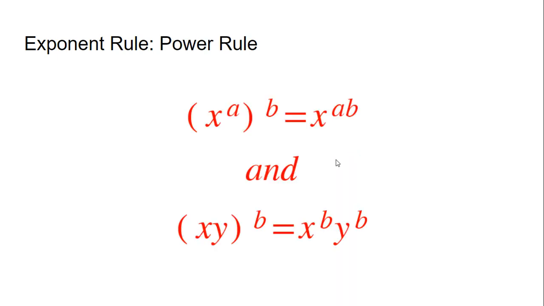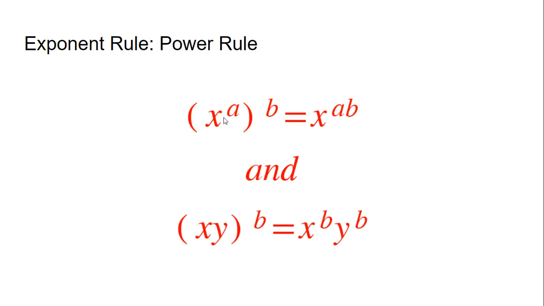All right, and let's dive right into our exponent rules. The product rule states that if I have two expressions with the same base and I multiply them, that's going to be equal to an expression with that base to the a plus b power. So if I have x to the a power times x to the b, well, that's the same thing as x to the a plus b power.